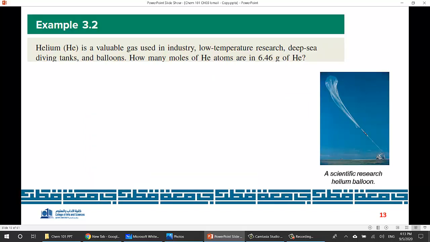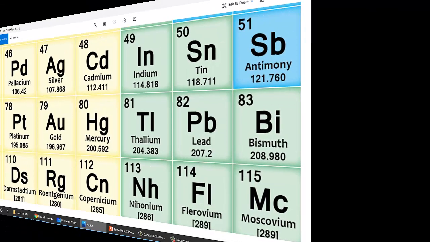So here's another example. Helium is a valuable gas used in industry, low temperature research, deep sea diving tanks, and balloons. How many moles of helium atoms are in 6.46 grams of helium? So this is another question asking how many moles of helium are in this many grams.